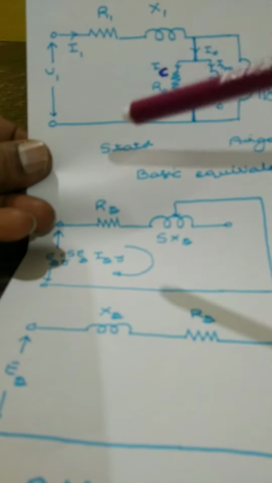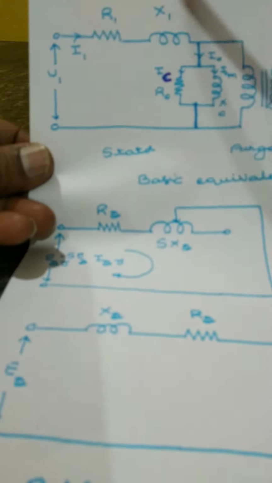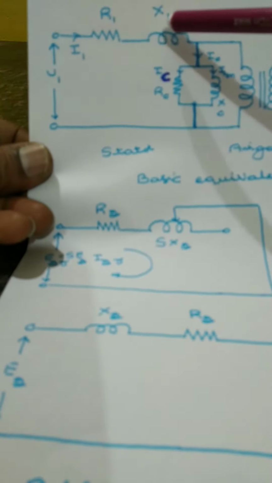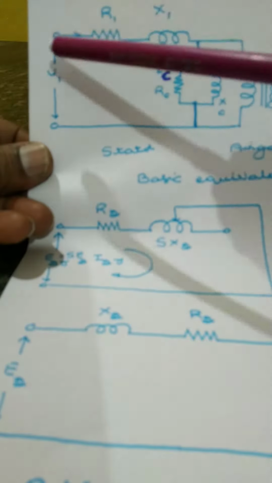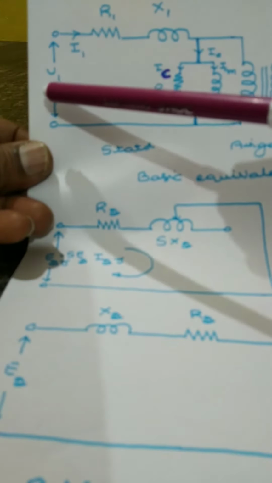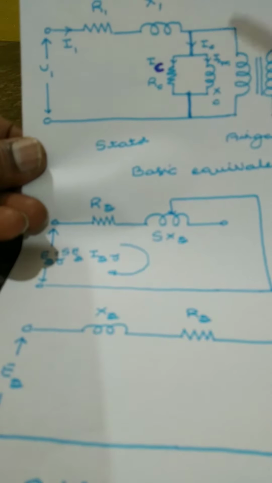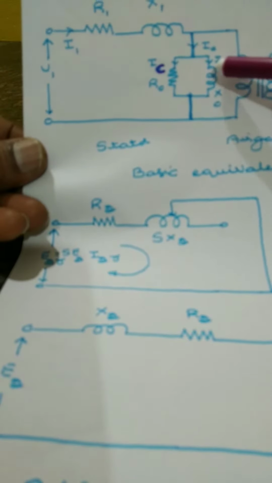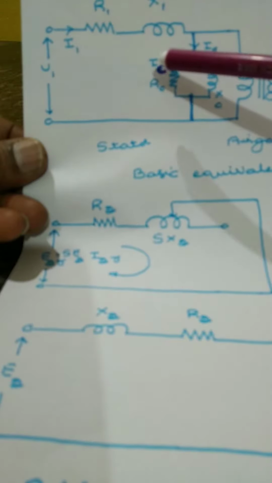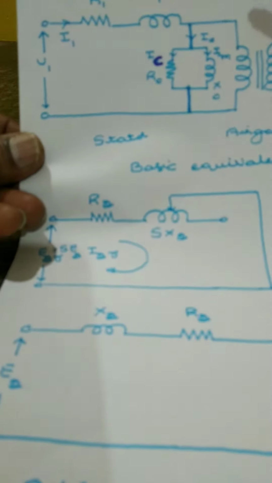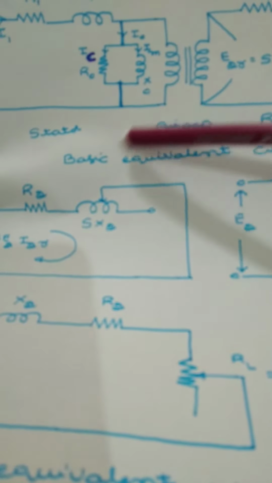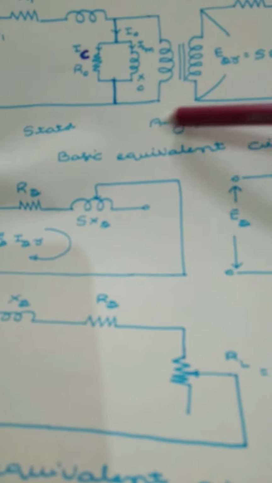This is the stator windings, which have resistance and reactances. The current flowing I will call I1, and the input voltage is V1. This is I0, the no load current, Im is the magnetizing current, and Ic is the working component current. The stator and rotor are separated by an air gap.